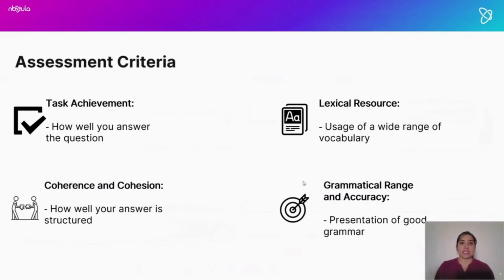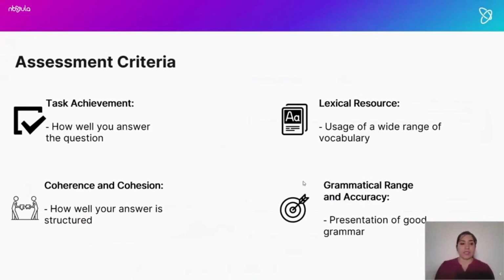The first one is task achievement or task response. For task 1 of the writing section, it's called task achievement. For task 2, it's called task response. Again, it's the same thing. Basically, it's how well you answer the question, your ability to show that you've answered all parts of the question, how well you've put your ideas on the page.